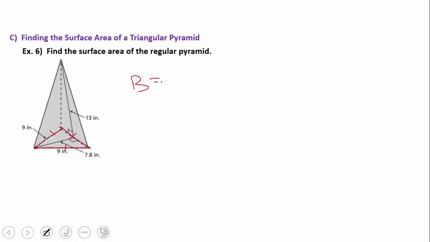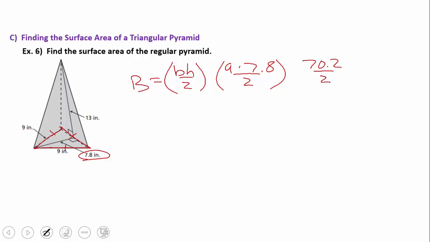So we're going to come up here, we're going to do the base. It is a pyramid. It is a triangular base. So we've got base times height divided by 2 this time. And those numbers for that base, that's why I highlight it. It's got a base length of 9 times the height of that triangular base is 7.8. And I'm going to divide by 2. And when I multiply that together, I get 70.2 divided by 2, which is 35.1.